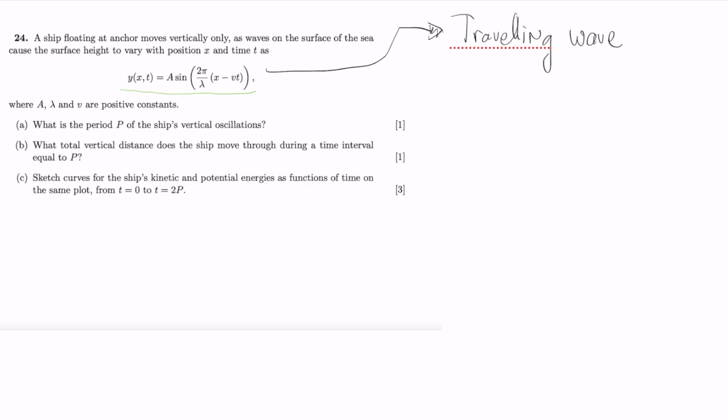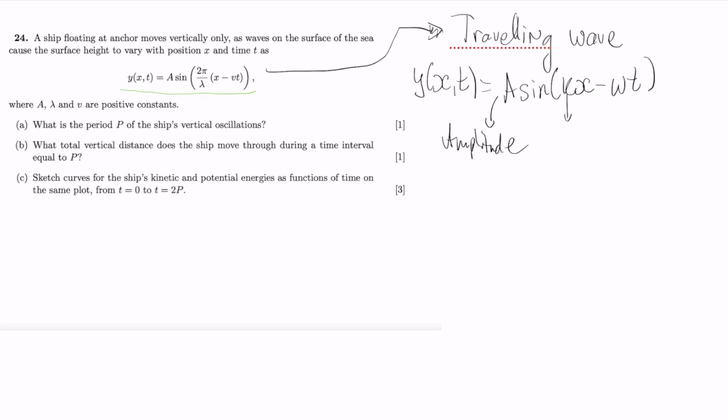What we need to remember is that y of x and t is equal to A sine of kx minus omega t. This is just a general equation for a traveling wave. You can also use cos, by the way, so y of x and t is A cosine of kx minus omega t. What we need to remember is that A is the amplitude, k is a quantity known as the wave number, and k is simply defined as 2 pi divided by the wavelength, and omega is just the angular frequency.